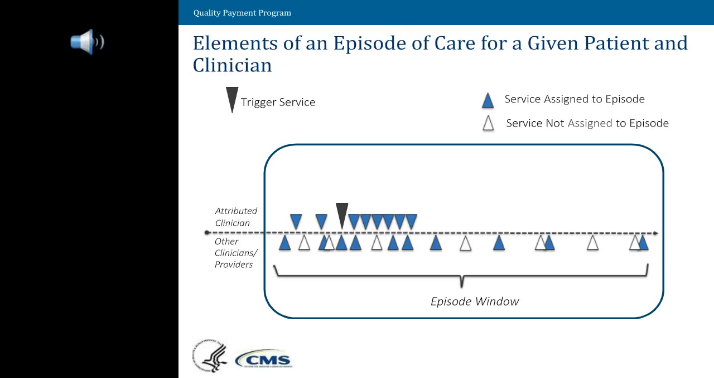However, the bottom of this figure shows the services provided by other clinicians or providers. Now, as you can see, some are blue triangles, which means some are services assigned to the episode. However, some are white triangles. These are services that are not assigned to the episode. Overall, at the bottom of the figure, you can see the episode window encompasses all of the triangles together. Next slide, please.